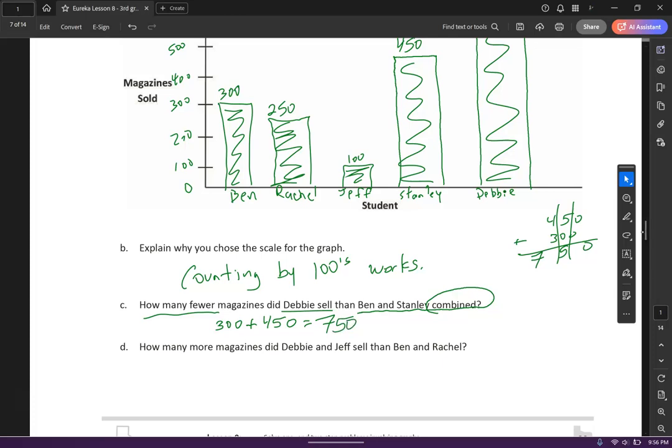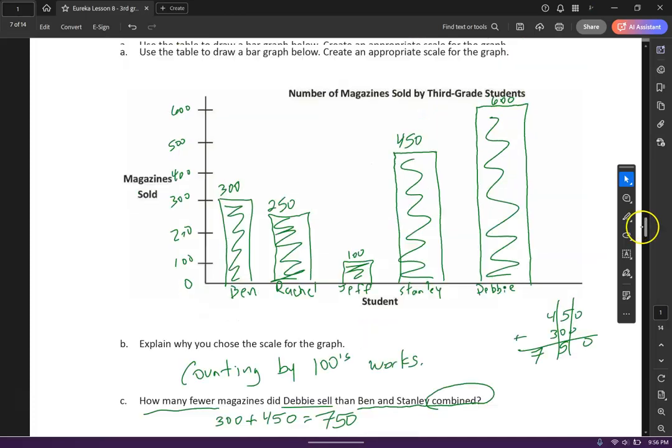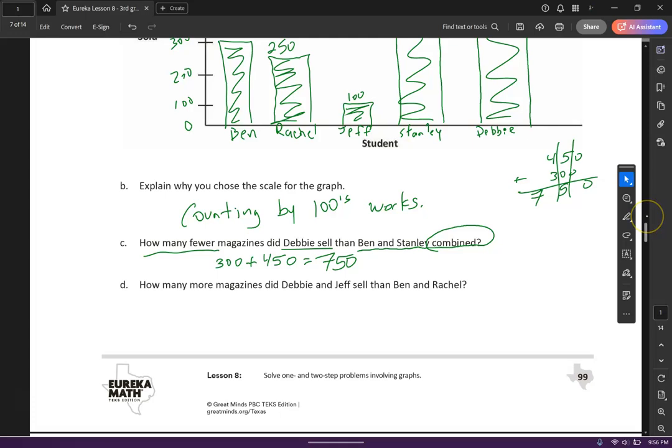They want to know how many more than Debbie. Debbie had 600. So it's going to be 750 minus 600. Again, I can stack it over here, or I can just add to the one I have already. So 750 minus 600 equals 150 fewer.